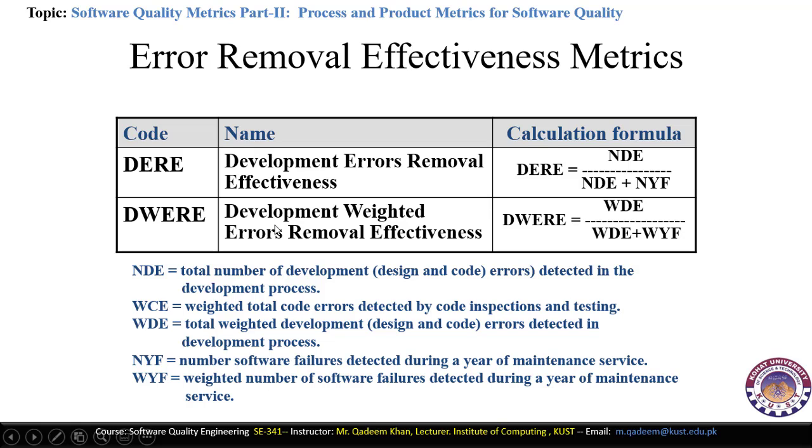Similarly, DWERE is the development weighted error removal effectiveness metric. DWERE is equal to WDE divided by WDE plus WYF. Here WDE is the total weighted development design and code errors detected in the process, and WYF is the weighted number of software failures detected during a year of maintenance service. So all these are used for scheduling purposes. These metrics represent how the errors are identified and whether they are corrected within the time or are late.